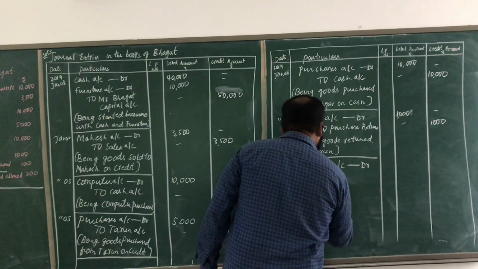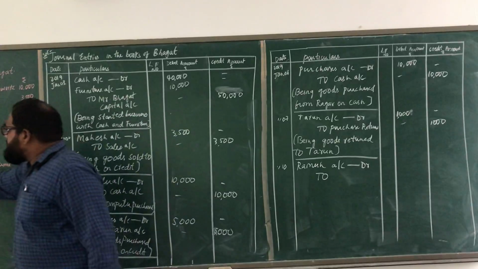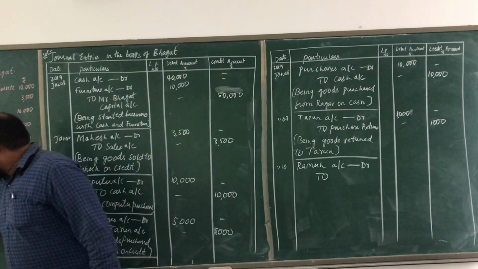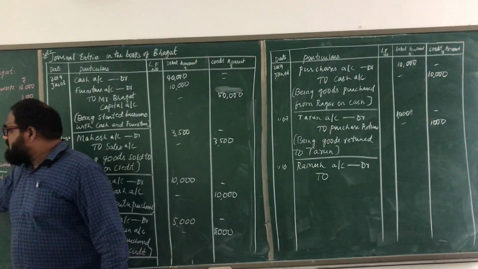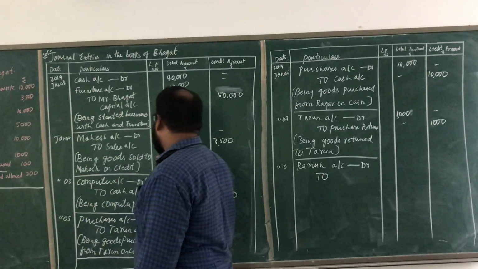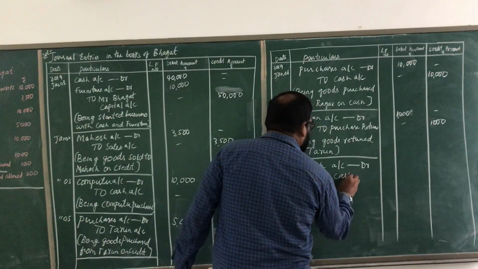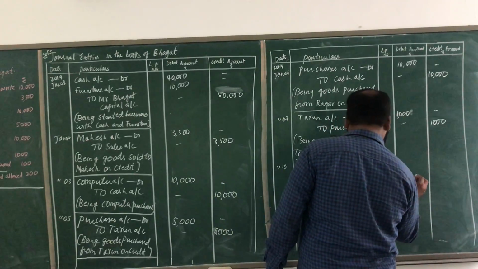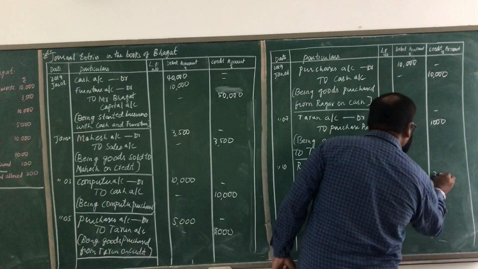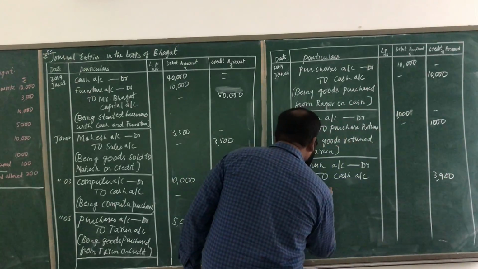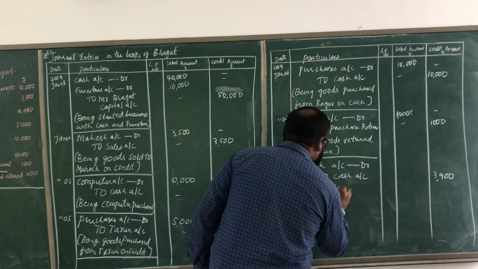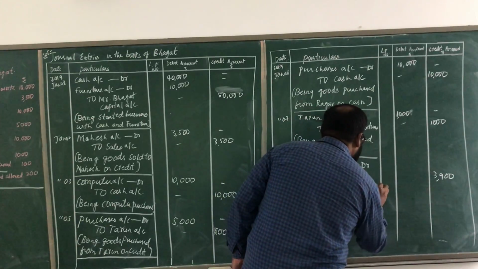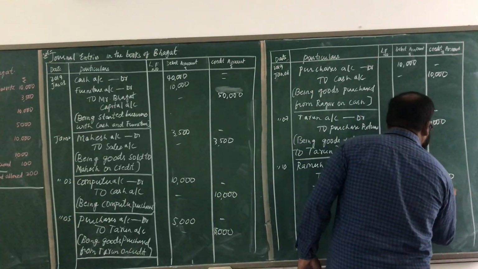At the same time, what is going out from the business? We are paying cash here. As per the rule of real account, debit what comes in, credit what goes out. Cash is going out here, so we have to write to cash account on the credit. To cash account. How much cash are you paying? 3,900. It should be in the credit. And to discount received, amount 100 rupees.